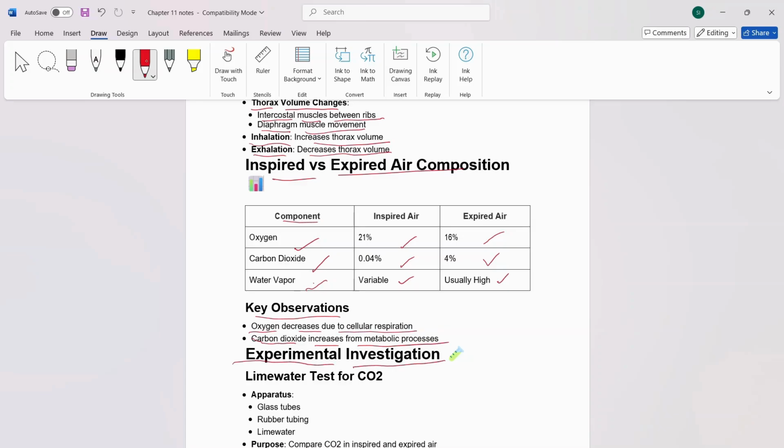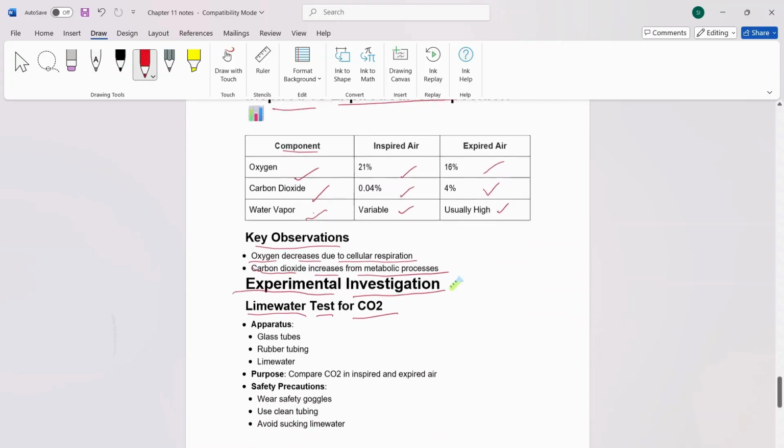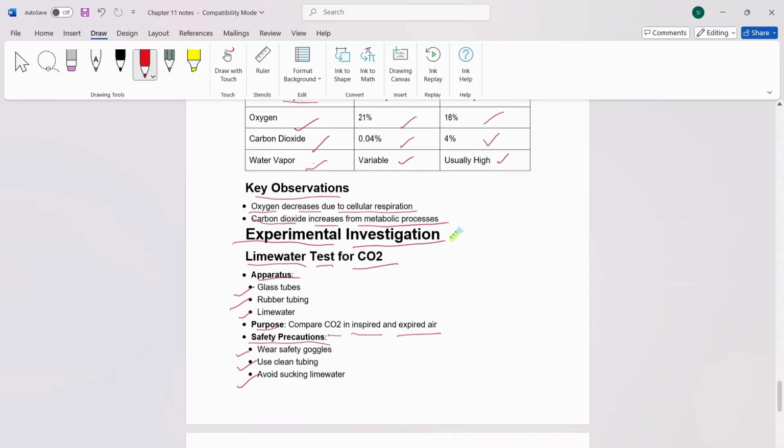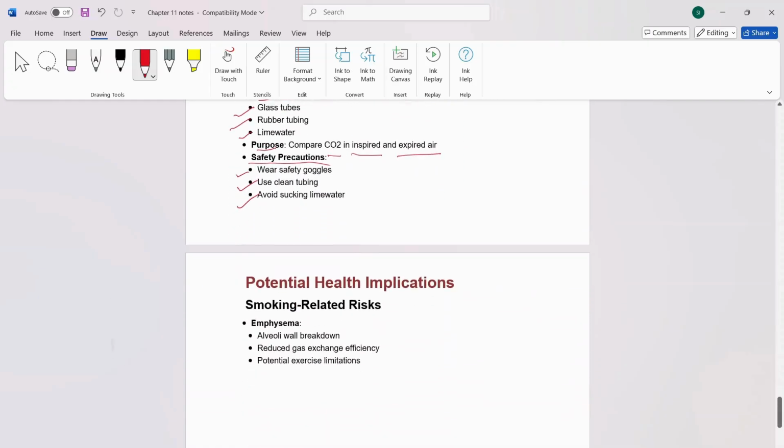Experimental investigation: lime water test for carbon dioxide. Apparatus required: glass tubes, rubber tubing, and lime water. Purpose is to compare carbon dioxide in inspired and expired air. Safety precautions include wear safety goggles, use clean tubing, and avoid sucking lime water.